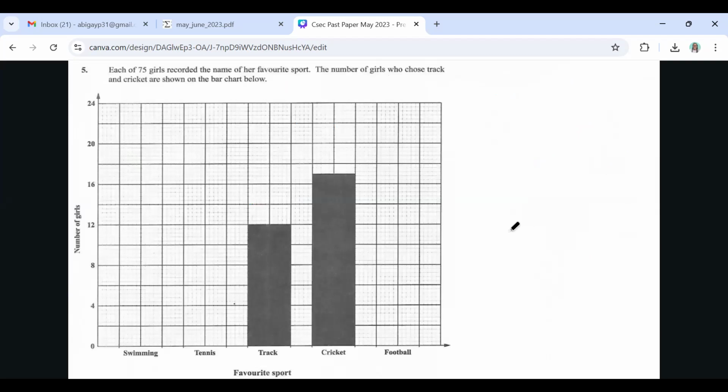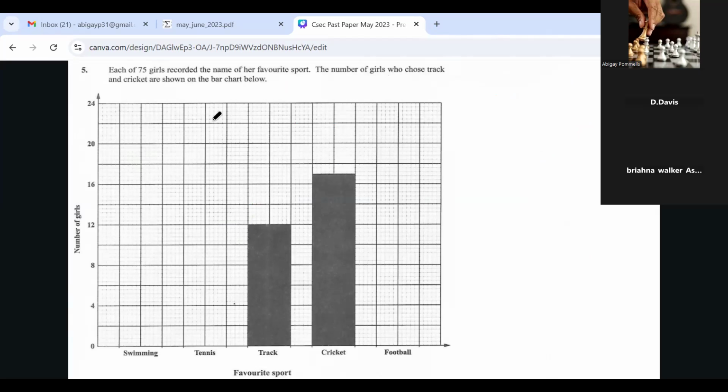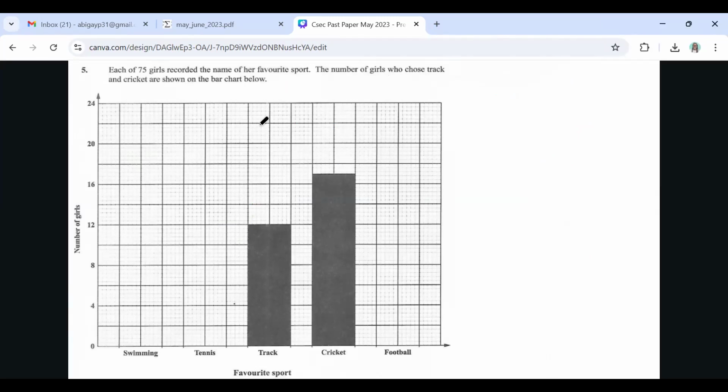All right, so number 5. Each of 75 girls recorded the name of their favorite sport. The number of girls who choose track and cricket are shown on the bar chart below. So this is the bar chart, and it looks like it is very incomplete. So let us find the question and see what it asks us to do.